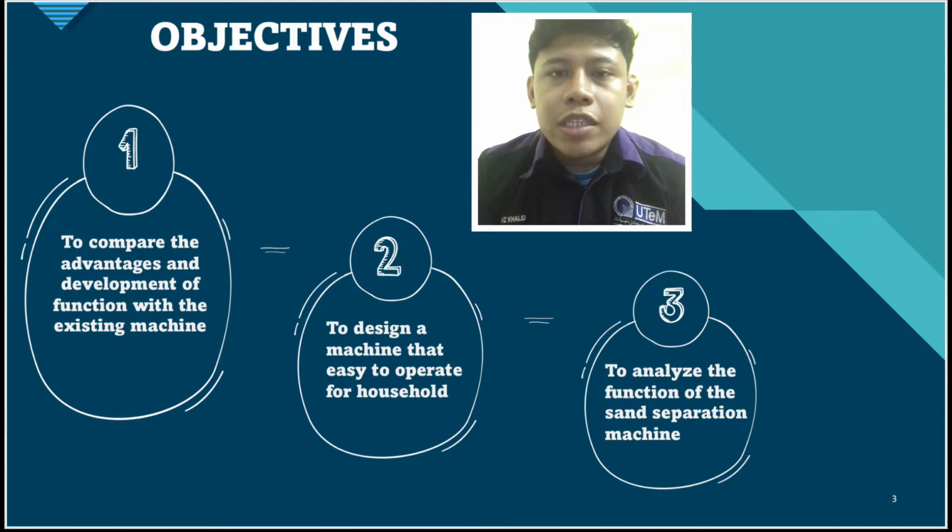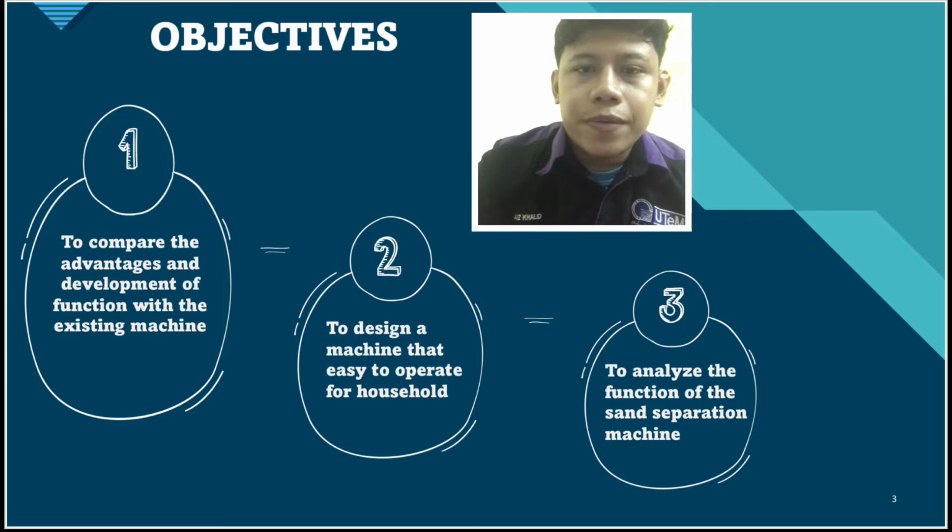So these are the three objectives for this project. The first is to compare the advantages and the development of function with the existing machine. The second point is to design a machine that is easy to operate for household people. And the last objective is to analyze the function of the sand separation machine.